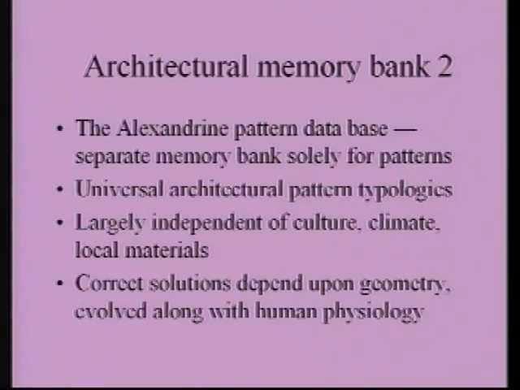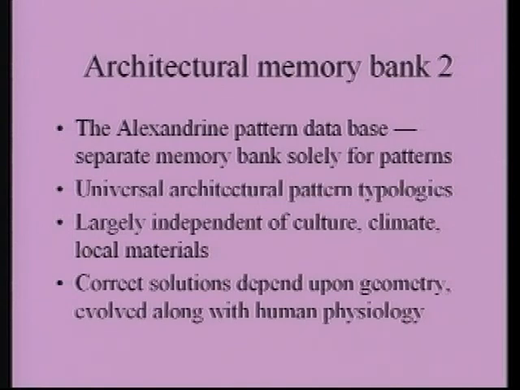I mentioned that we have two memory banks, which are of a completely different nature. Well, Architectural Memory Bank 2 contains the Alexandrine pattern database. And I'm not going to show a diagram of how that is classified, but it's essentially Christopher's pattern book. And in the pattern book, they're just ranked by size from larger to smaller, but if you wish, you can come up with a different system of classification.